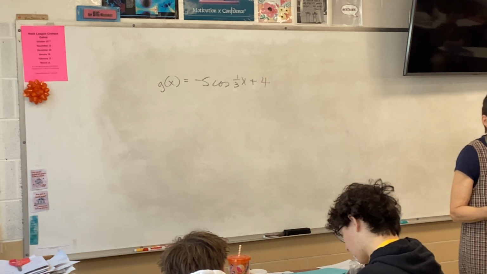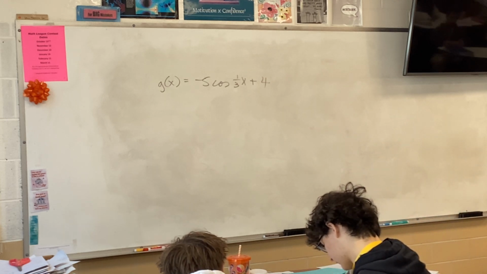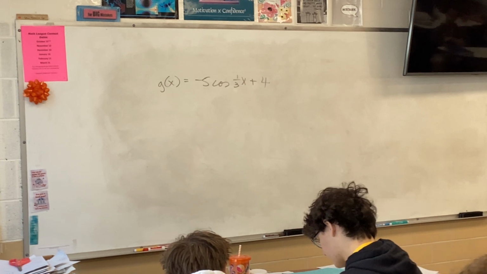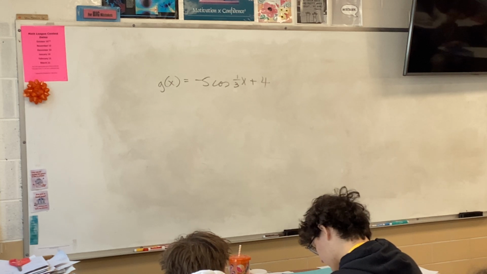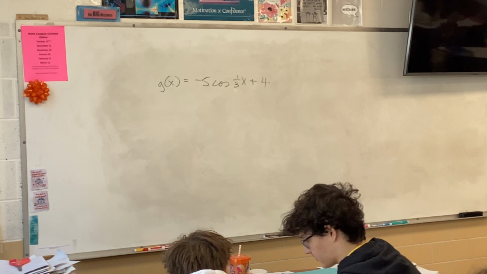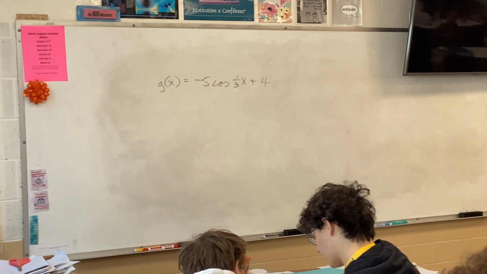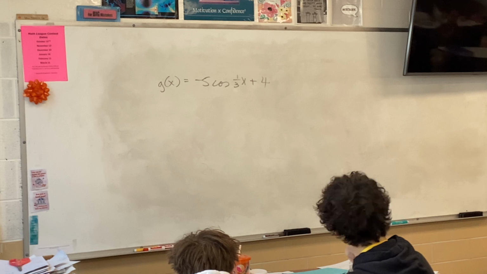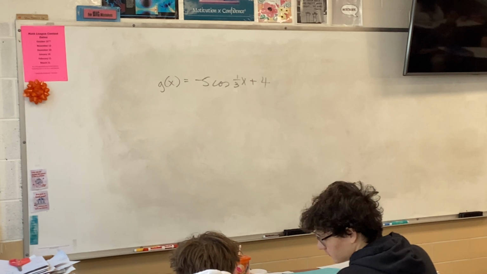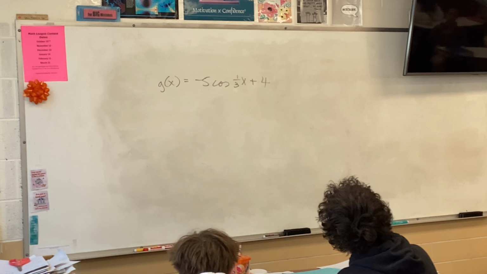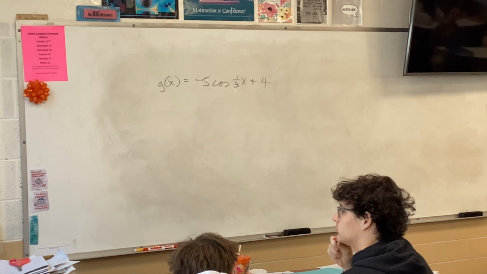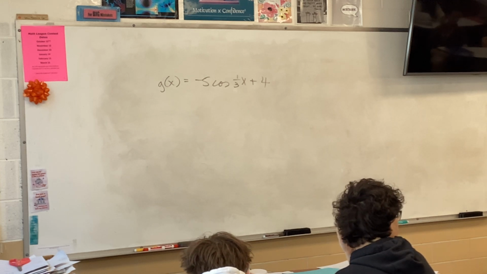All right, F. What is the period? F, what did you get? 9. The period is 9. 1 hill and 1 valley. Good. G, what is the maximum? 7. How do we know the maximum is 7? 4 plus 3. Because the midline is 4 and the amplitude is 3. So we're starting at 4 and going up 3 and down 3. So the max would be 7 and the min would be 1. Right?